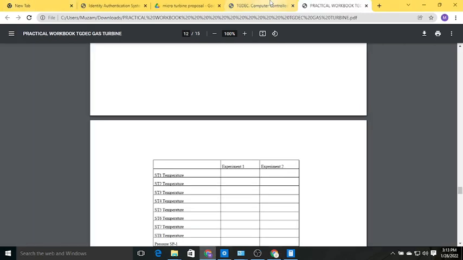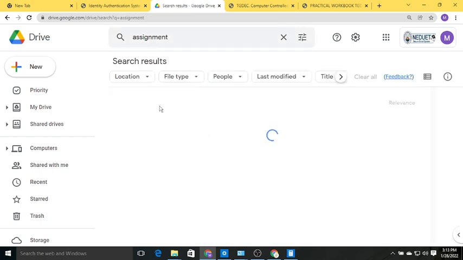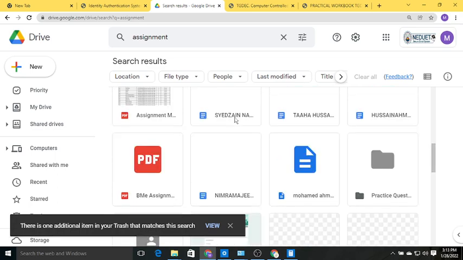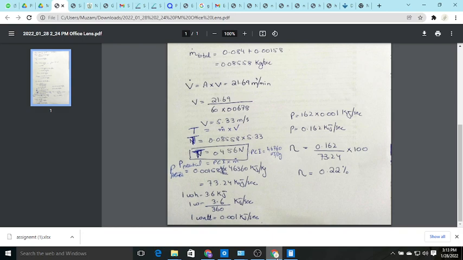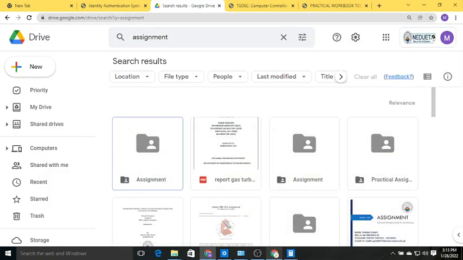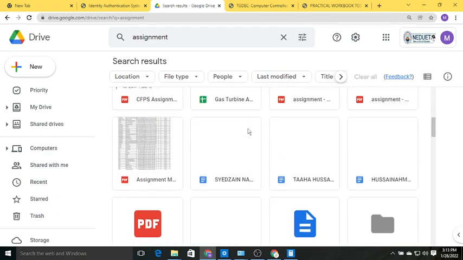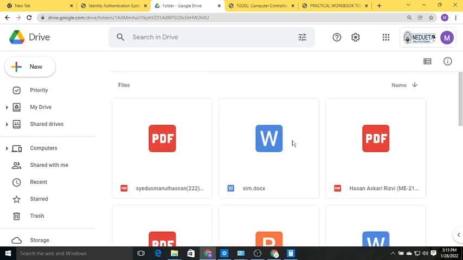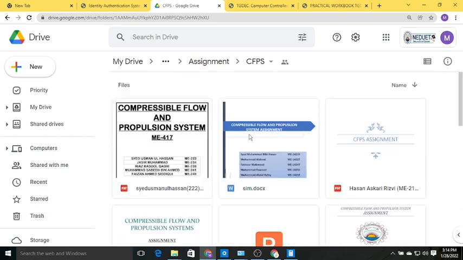Let me show you the Excel file. Assignment. Anyway, I've shared this file.